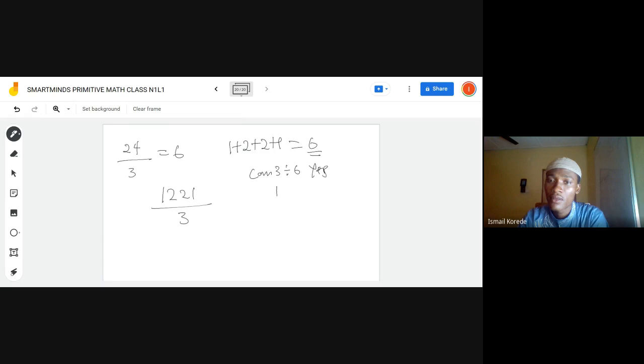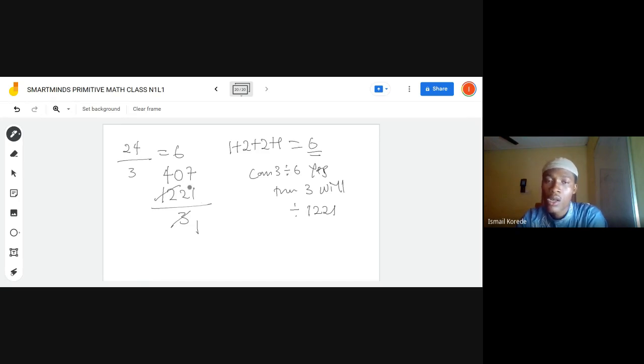Yes. Then 3 will divide 1, 2, 2, 1. That's just the rule. So let's divide now and see. 3 here, 1. 3 in 1 is not possible. So we just say 3 in 12, that's 4. So 4. 3 in 2 is 0. Then 3 in 21 is 7. So we have 407 as our answer.